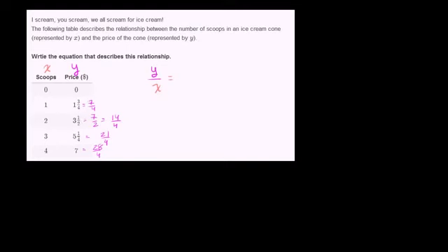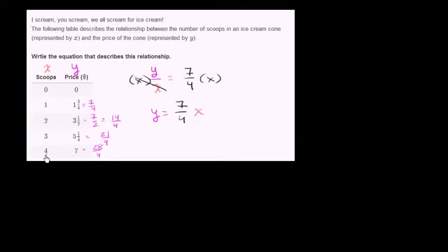So let me make that clear. y over x is equal to 7/4. Or we can say that y is always 7/4 of x. We could multiply both sides by x if we like. So if we multiply both sides by x, we get y is equal to 7/4 times x.